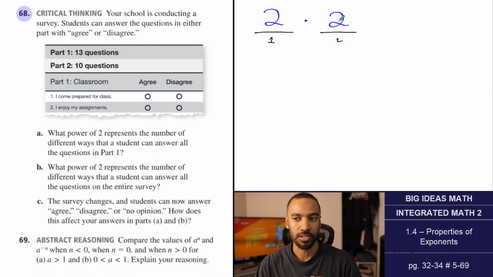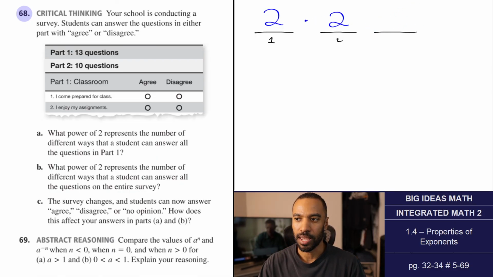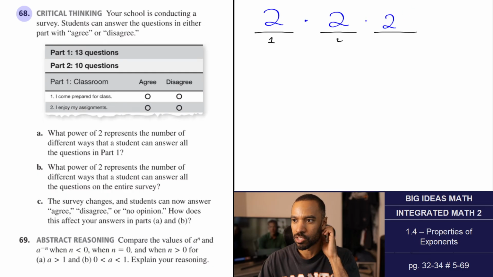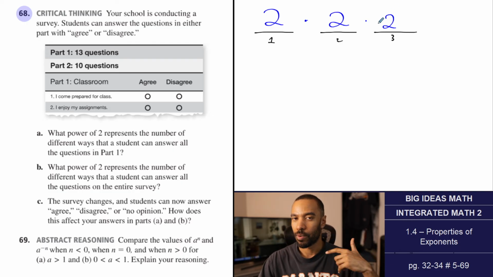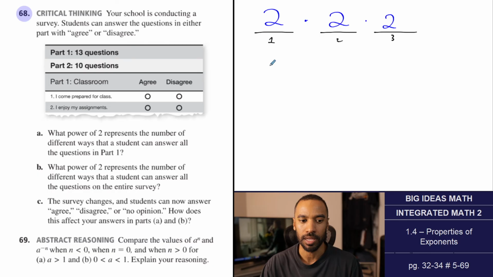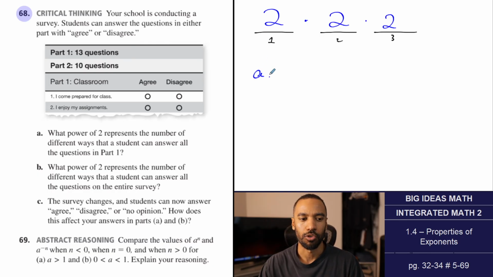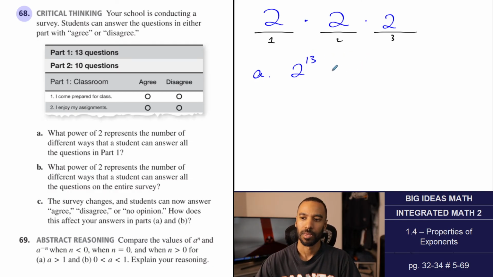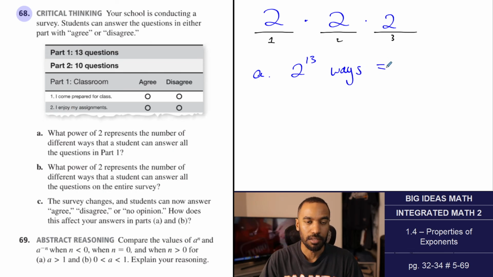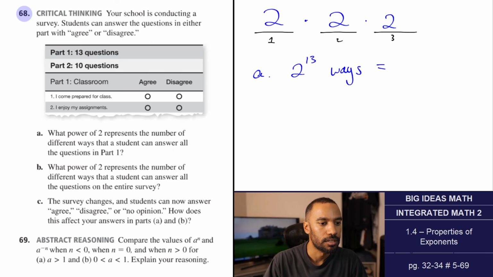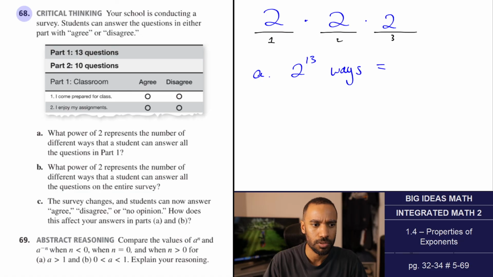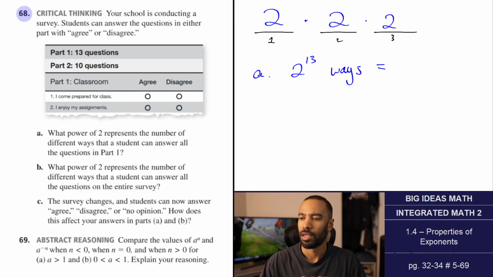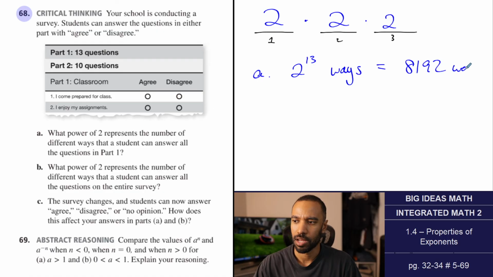So you end up multiplying all these things out. Once you hit question 3, now there are 8 combinations of answers. So based on however many questions there are, you raise 2 to that power to answer how many different ways students can answer all the questions. So for part A, there are 2 to the 13th different ways to answer questions in part 1, which I can evaluate with a calculator. Is it 8,192? Let's try that. 2 to the 13th. 8,192. Okay. 8,192 ways. That's a lot of ways.